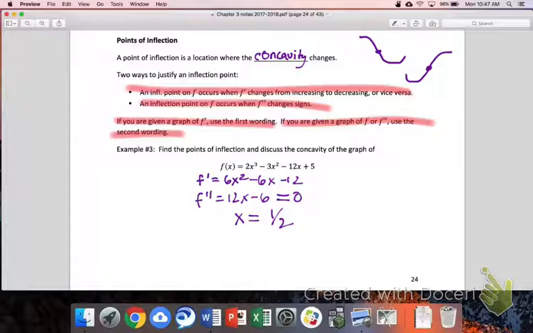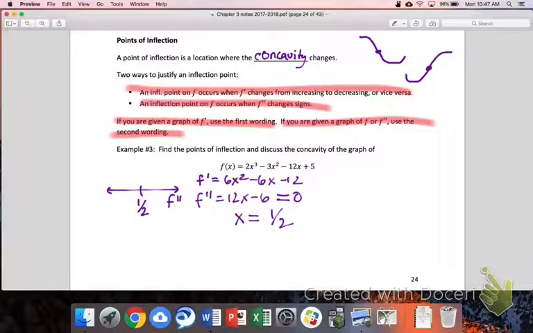So x equals 1/2. That is my potential inflection point. We do need to test this out. Can you think of a way that we could test this out? A sign chart, right? So this is not going to be an f prime sign chart. This is going to be an f double prime sign chart. So I'm going to put f double prime there, put 1/2 there.